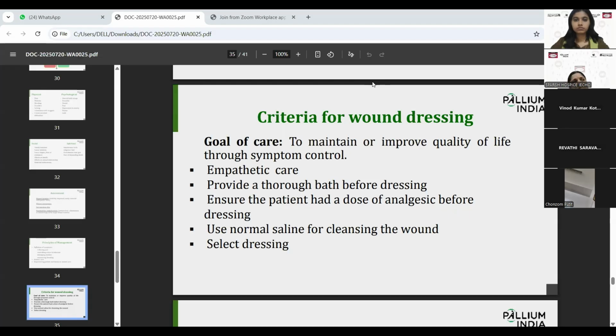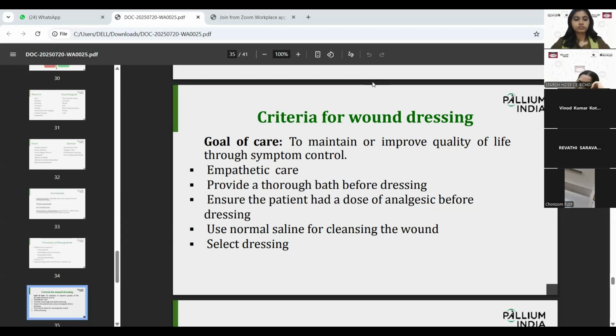Many unaware people are thinking like that, but here we are giving a holistic approach to the patient to give quality of life to the affected patients. Our goal of care here is to maintain or improve quality of life through symptom control. You have to note that we are doing symptom control. First, you have to give empathetic care.